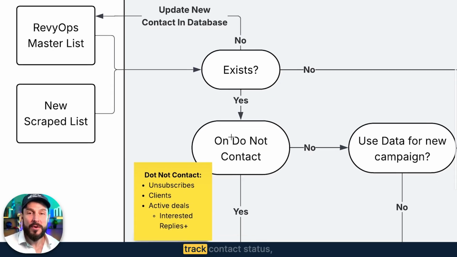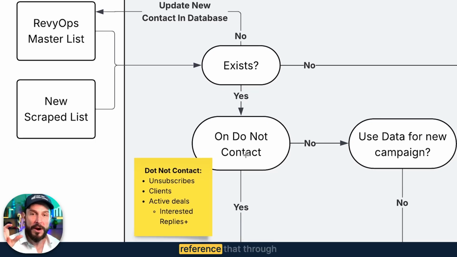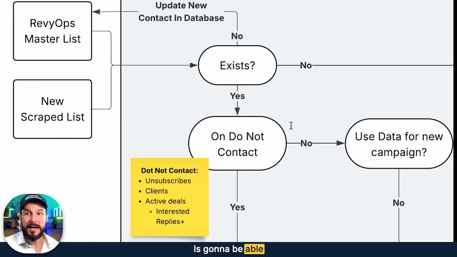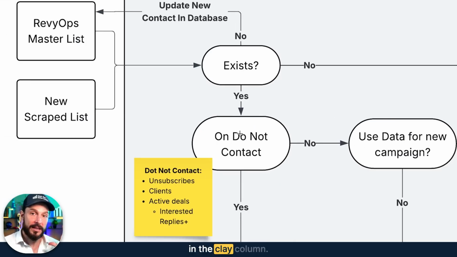Now, because we track contact status, you're going to be able to reference that through the webhook that we just pulled. So that HTTP request, the one that we showed over here, is going to be able to be referenced in the Clay column. So you're going to pull that down, and you're going to say, does it exist in the status? You can call your do not contact statuses whatever you want. If you want to have one status for client and one status for active deal, that's fine as well. Or you can have a generic do not contact label that you could reference.